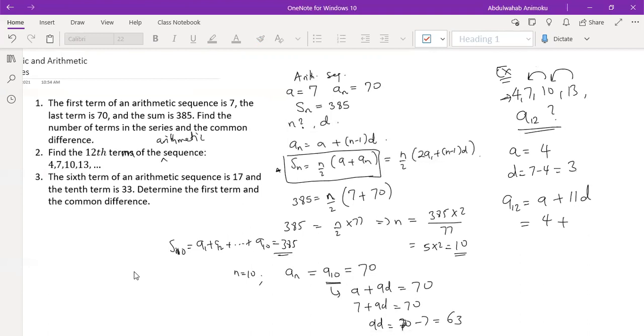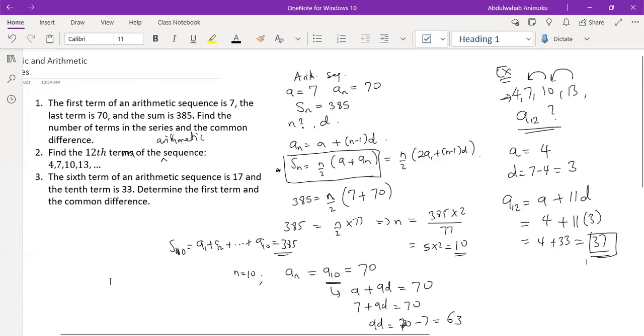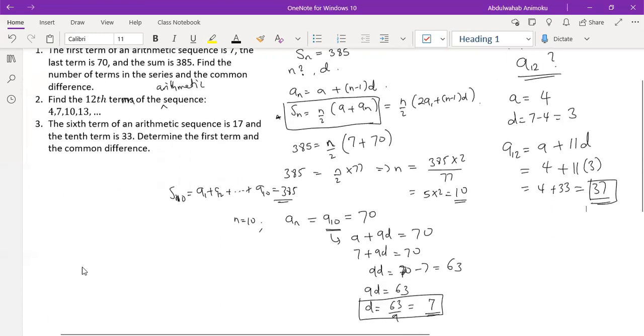That is 4 plus 11 times 3. So that's 4 plus 33. So that is 37, right? So this is the 12th term of that sequence. Very easy problem. Now, the last problem in this particular video, so we're going to shift here to solve that problem.